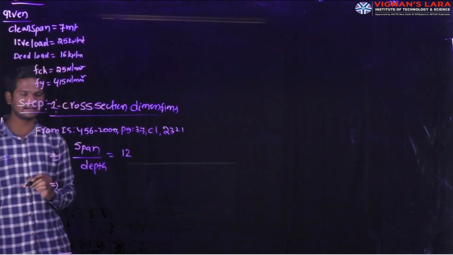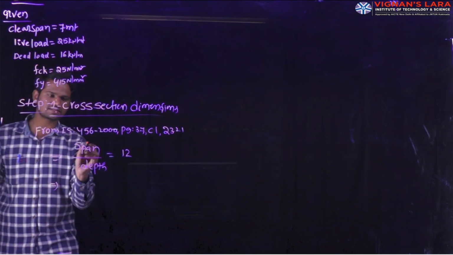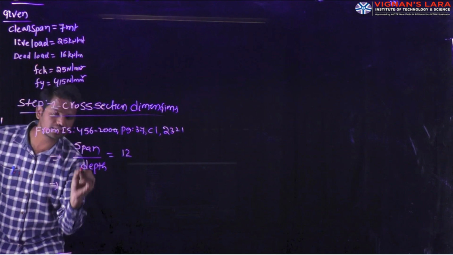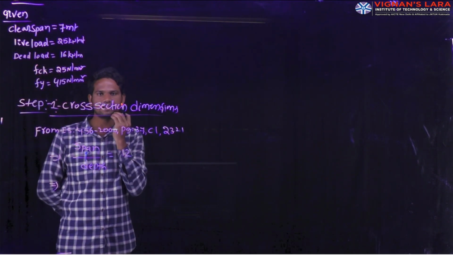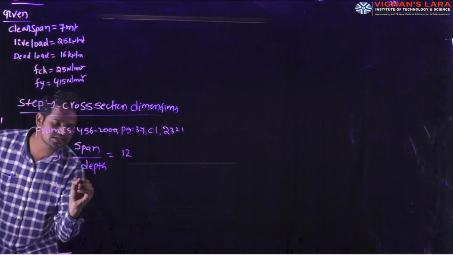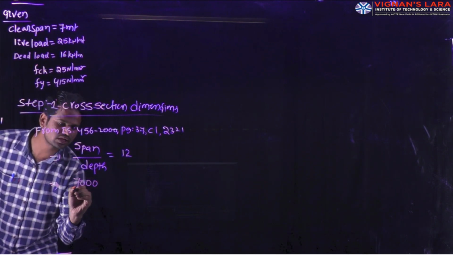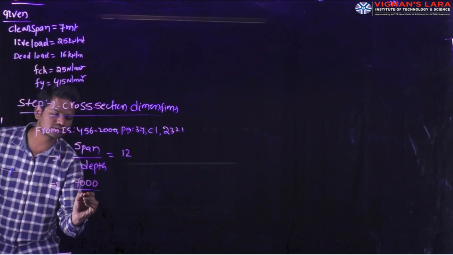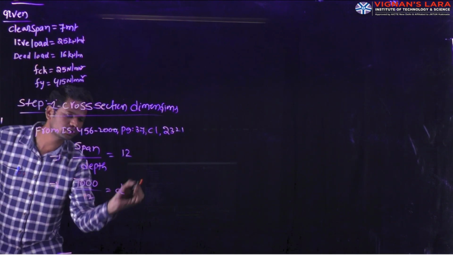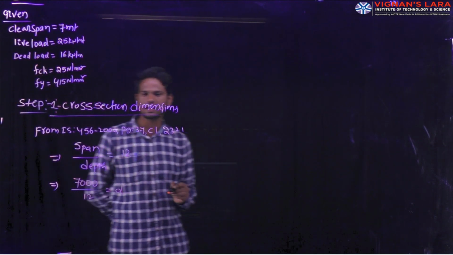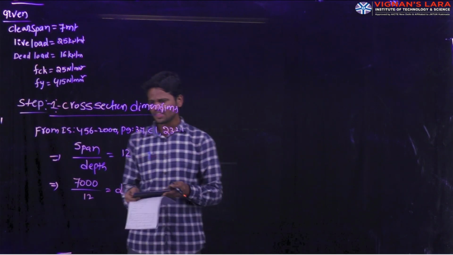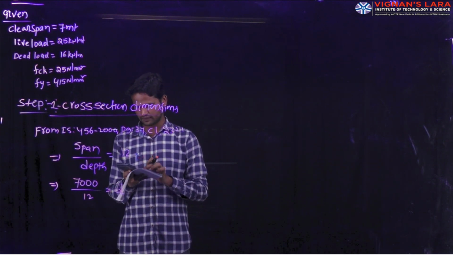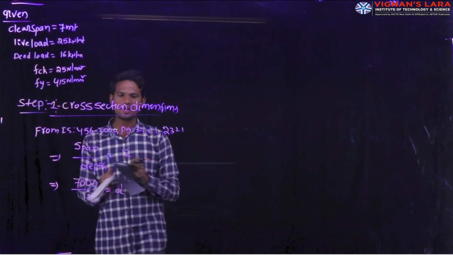From this I am calculating the effective depth of the beam, that is span by 12 equal to depth. For span, the problem gives 7 meters. I am converting that 7 meters into mm, so I am writing 7000 divided by 12 equal to D, where D is the effective depth of the beam. If you calculate 7000 divided by 12, we get 583.